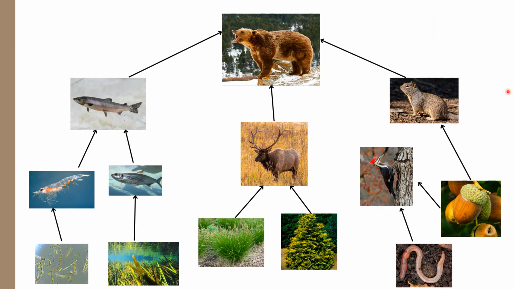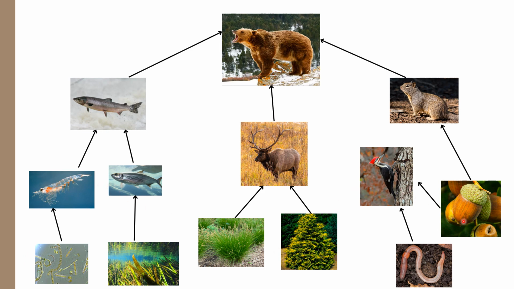So as you can see here, this is just another example. We have a bear at the top. So this is the apex predator. It eats the squirrel, the moose, and the fish. If this apex predator was removed from this ecosystem, these three populations would increase in size and therefore decrease the populations of the organisms that it eats.